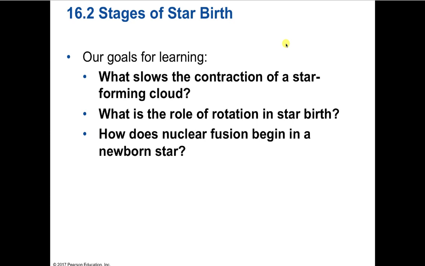Hi class. In this lecture we want to talk about the second part of Chapter 16, where we talk about different stages of star birth. So we talked about where stars are formed and how we know they're formed there, and what we see, but what are some of the stages as to how stars are formed in the first place?